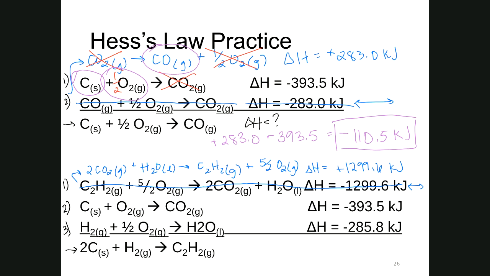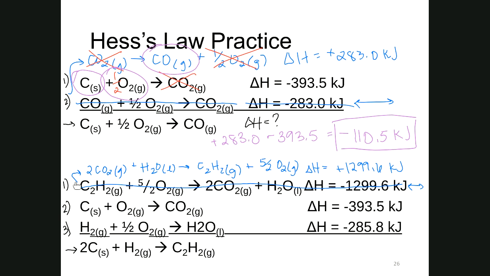So now we have our reactants in the correct space. We have our products in the correct space. Now we can look at coefficients. So for carbon, we need to have a coefficient of 2. We look for carbon, and the only place where we see carbon is right here. And it currently has a coefficient of 1. So we need to multiply this entire equation by 2 in order to give this a coefficient of 2.